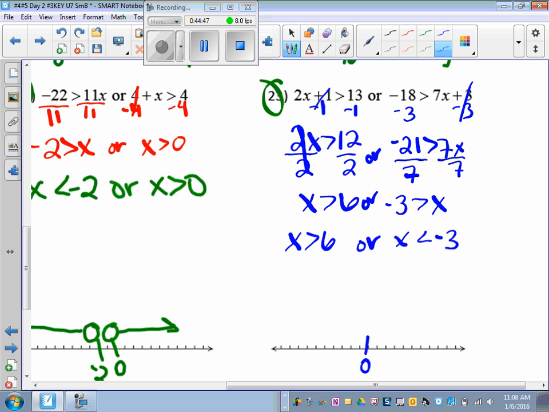There's no 0. 1, 2, 3. There's -3. 1, 2, 3, 4, 5, 6. Here is 6. Open circle on 6, it's greater than that. Open circle on -3, it is less than that. All right, any questions on 23?